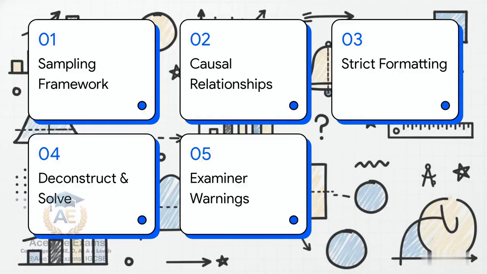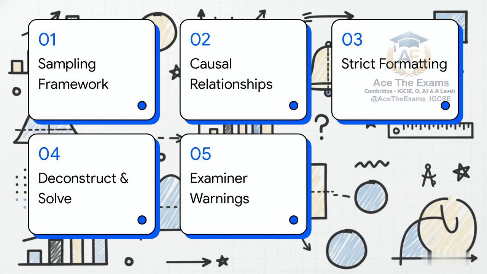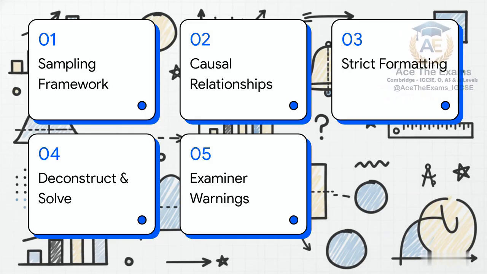Here is our strict, time-blocked structural blueprint for today's audit. 1. Mastering the sampling framework. 2. Cross-topic causal relationships. 3. The strict formatting rules. 4. Deconstruct, solve, evaluate. And finally, 5. The top 3 examiner warnings pulled directly from the principal examiner reports. We have a lot of ground to cover, so let's jump straight into the prep work.